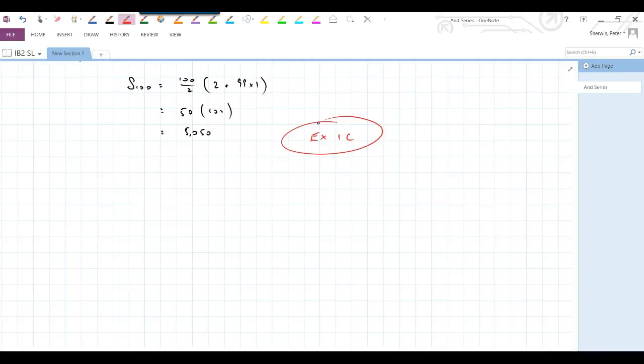And I'll make another YouTube lesson on geometrics and finding the nth term of a geometric, and then also finding the sum of n terms of a geometric.